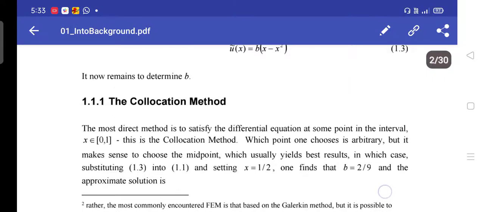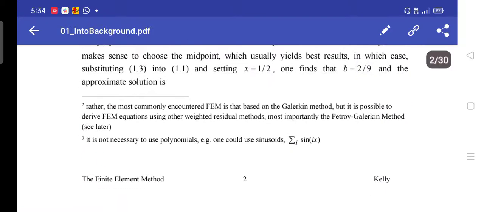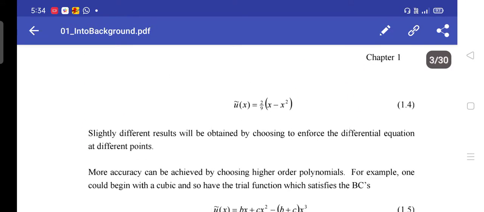The collocation method. The most direct method is to satisfy the differential equation at some point in the interval x = 0 to 1. This is the collocation method. Which point one chooses is arbitrary, but it makes sense to choose the midpoint, which usually yields the best results. Substituting and setting x = 1/2, one finds b = 2/9. This is the approximate solution: u(x) = (2/9)(x − x²).